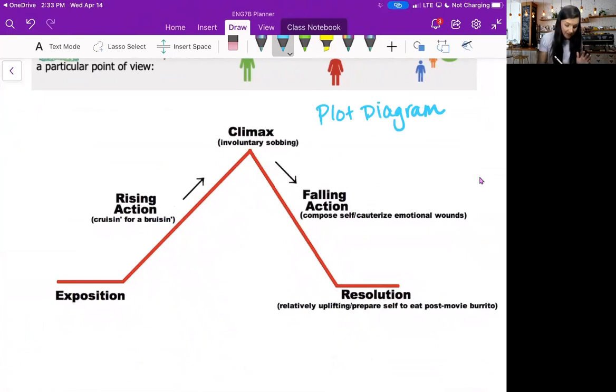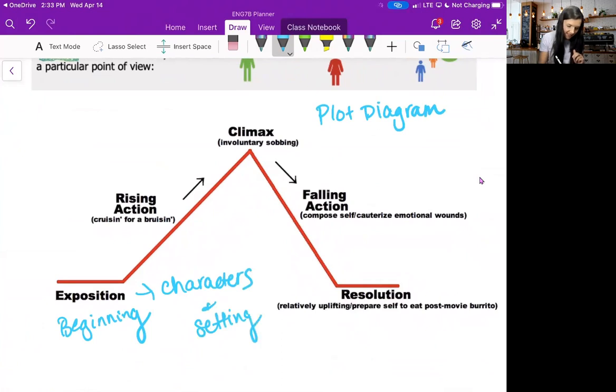Okay, you need to have a beginning, okay? This is called the exposition. This is where your characters and your setting are usually introduced. Okay. After that, right here, it's not on here, you need to have a conflict. A conflict is usually introduced right after the exposition.